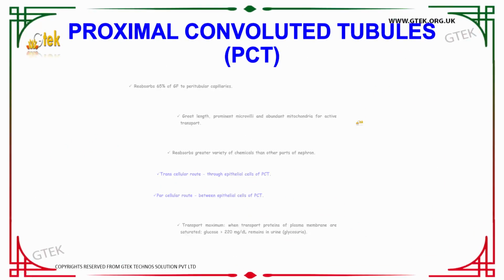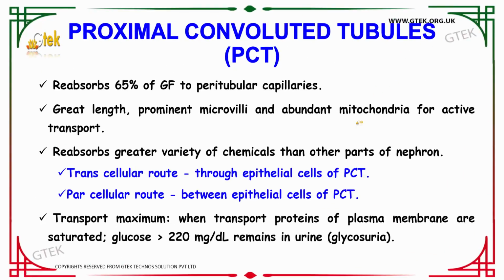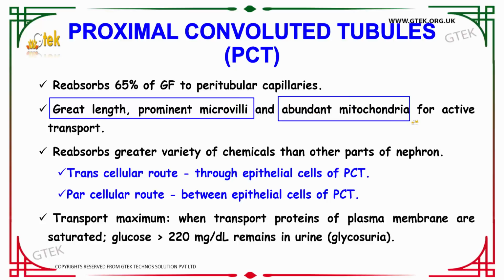Next we are going to study the proximal convoluted tubules, which is abbreviated as PCT. Your proximal convoluted tubules are found in your nephron and reabsorb about 65% of the glomerular filtrate into your peritubular capillaries. It has a great length and prominent microvilli, and it has abundant mitochondria for active transport. It reabsorbs a greater variety of chemicals than other parts of the nephron.